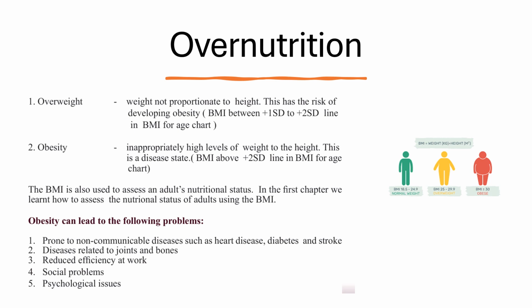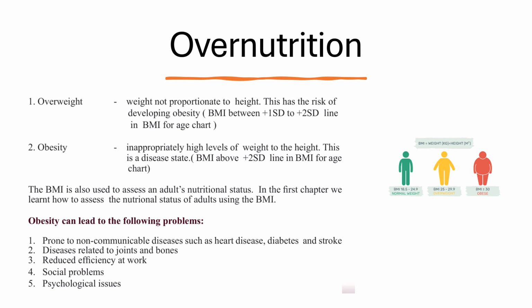Overweight has the risk of developing obesity. That means obesity comes after overweight. And obesity means it is at a disease state. That person is already having a certain disease called obesity.